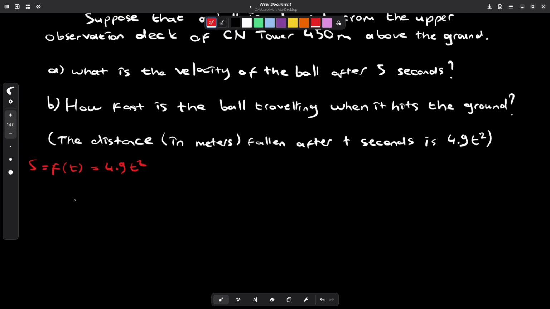What is the velocity after 5 seconds? How are we going to evaluate this? To evaluate the velocity, we need to evaluate this limit, right? Over h.